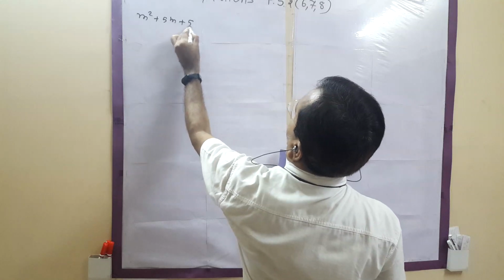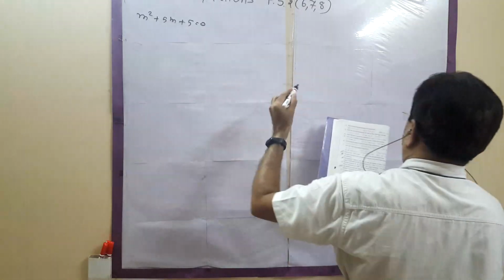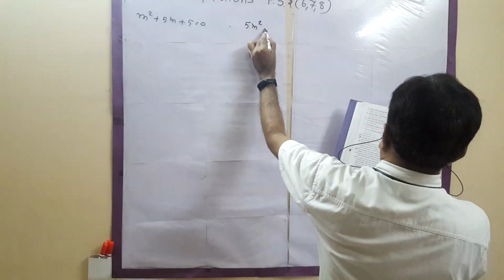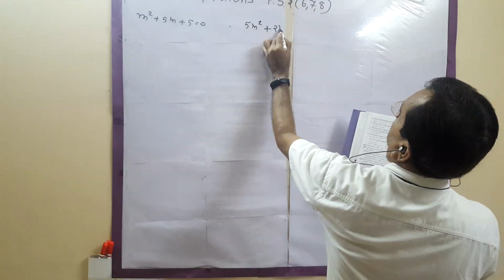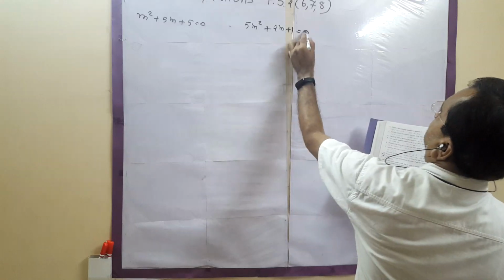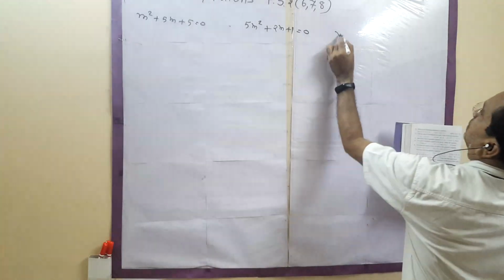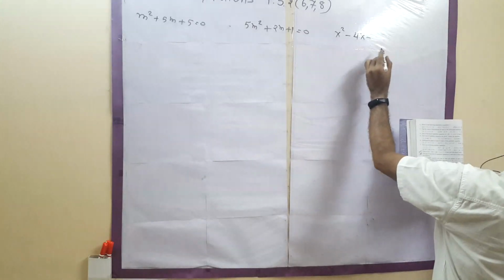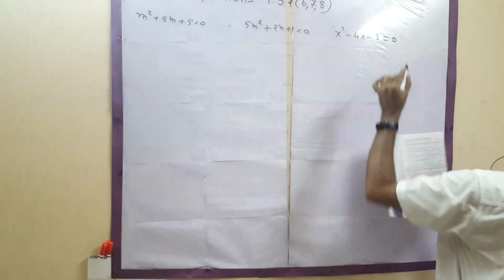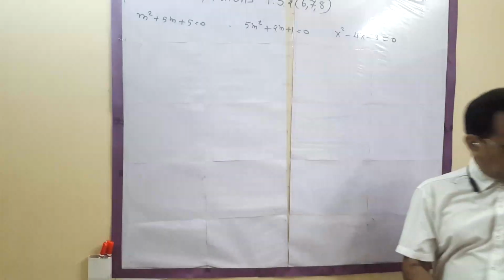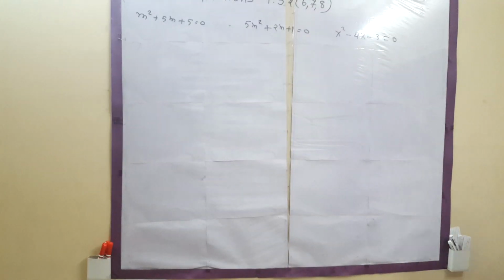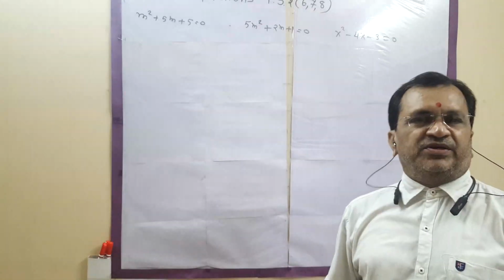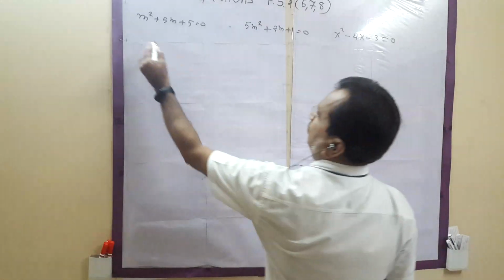M square plus 5 is equal to 0. 5m square plus 2m plus 1 is equal to 0. From 5 to 5 factoring is not possible. So again we will try with the formula.